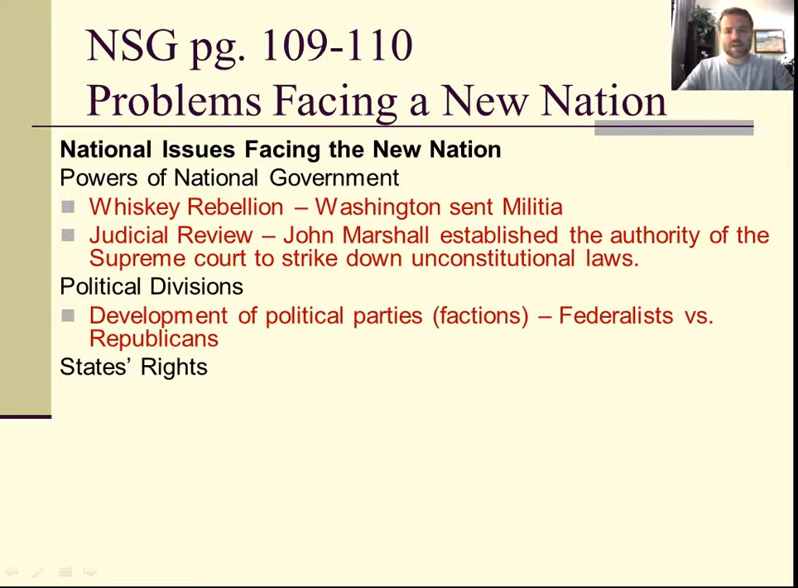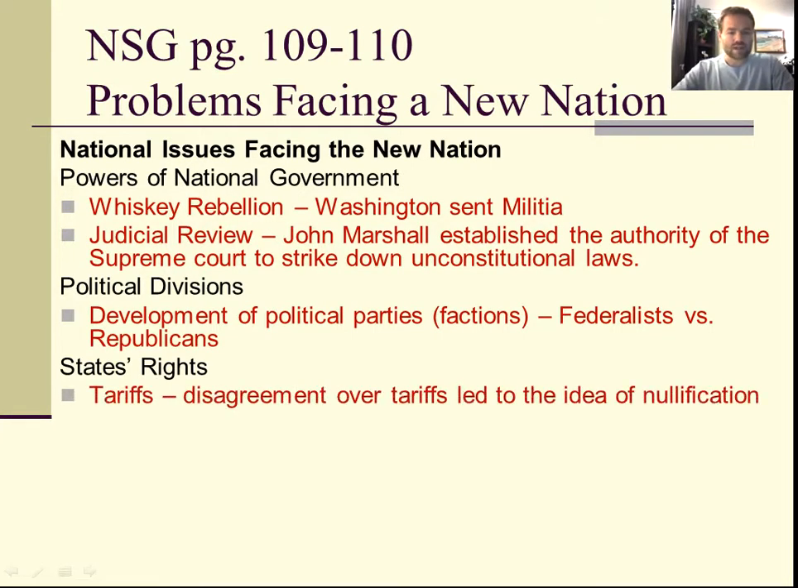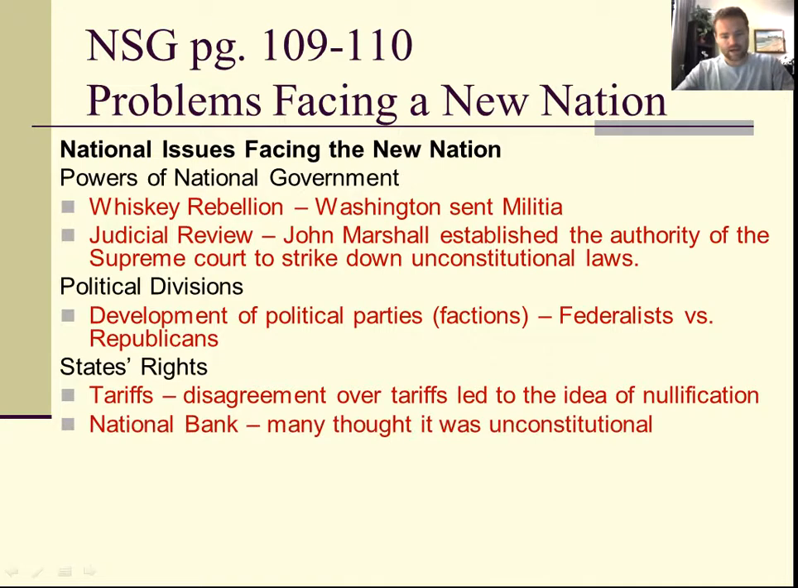We also had the issue of states' rights come up in our new nation, and there was a lot of disagreement over tariffs, which led to the idea of nullification, that states were able to nullify federal laws. We also had the issue of national banks versus state banks. Many thought that a national bank was unconstitutional.